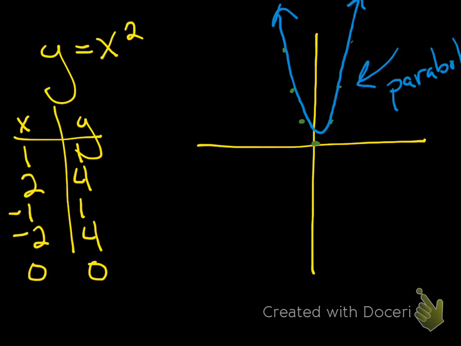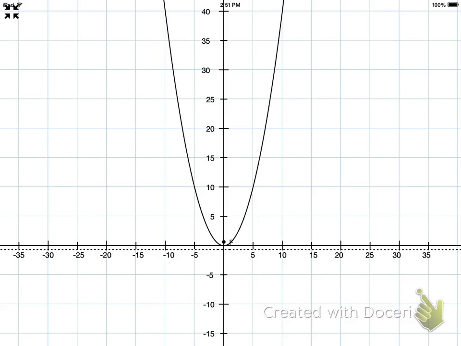Let's just talk about a couple of things about the parabola. Here I have my parabola. You notice that it's going in an upward direction. It has a vertex, right? That's the point at which it cannot go down any further. It's going down, and then once it hits that point, it goes back up. So this would be the vertex.